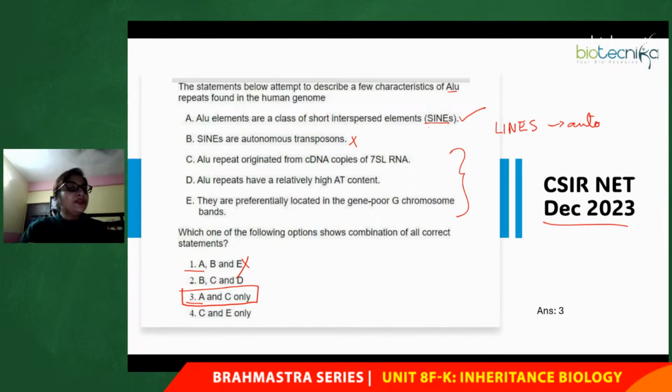And C says that ALU repeat originated from the cDNA copies of the 7SL RNA. Okay, so this is an extra information that you can keep.